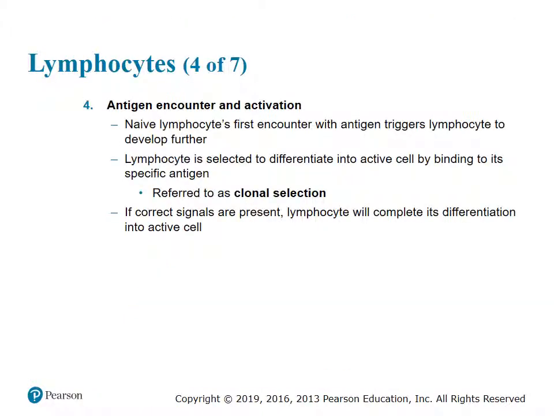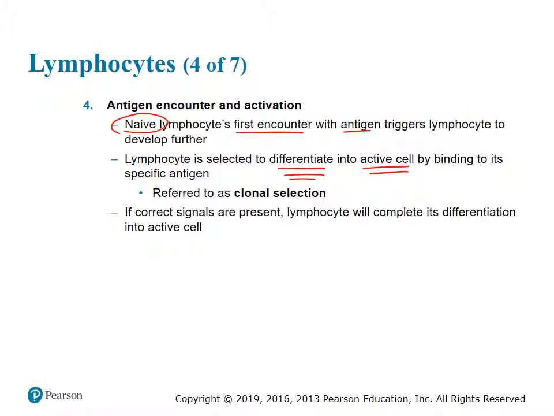Number 4 is our antigen encounter. Those naive cells have their first encounter with an antigen, which triggers the lymphocyte to change. Once it interacts with that antigen, the lymphocyte differentiates into an active cell, and we only do that because it bound to the antigen.